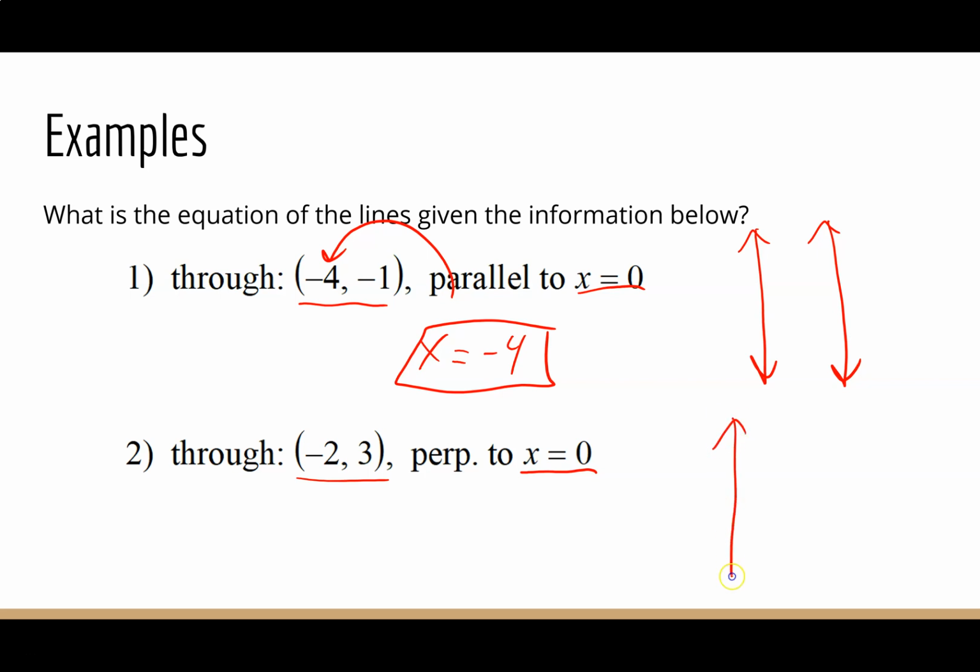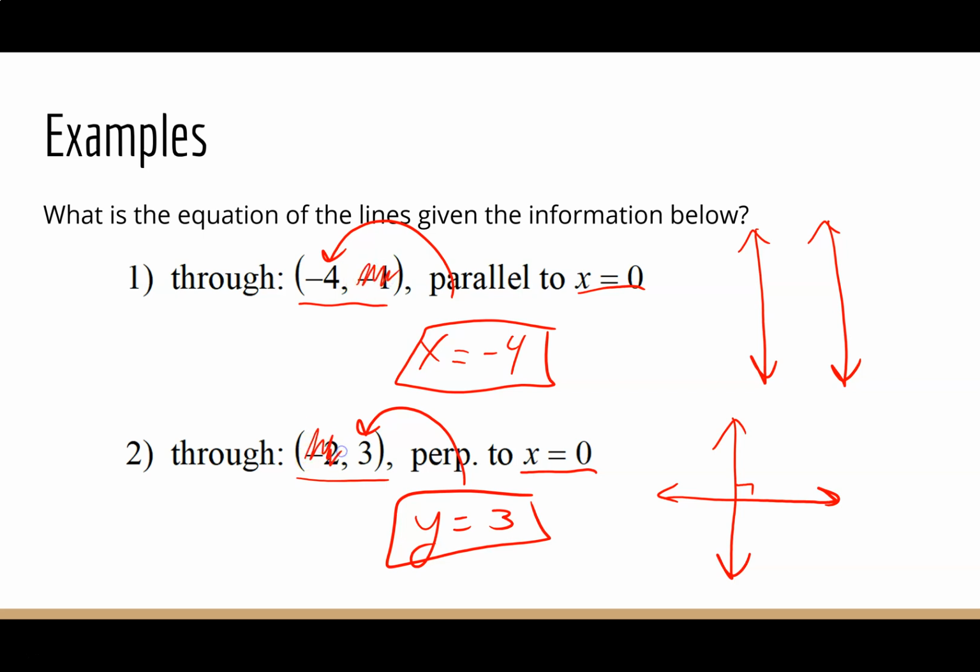Same deal down here, through a point perpendicular to the vertical. So if I have a vertical, perpendicular would be horizontal. Horizontal is y equals, and in this case 3, because that y value is 3. If it is vertical, I don't care about the y value. If it is horizontal, I don't care about the x value. So don't let it throw you off.